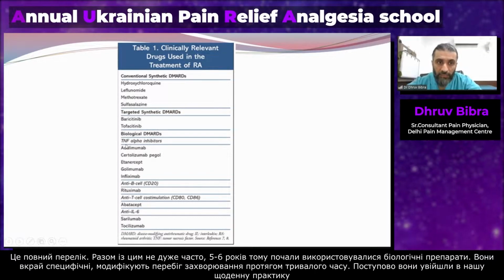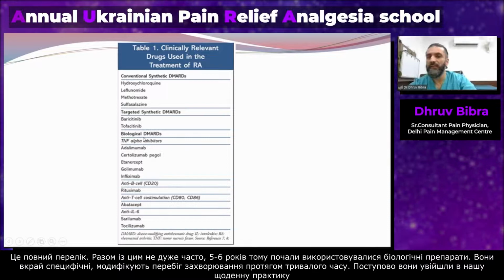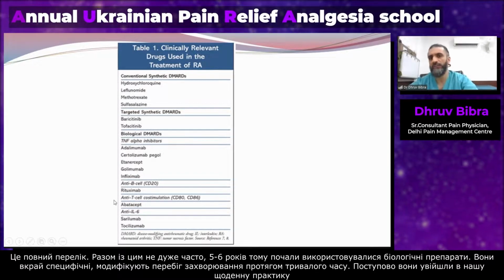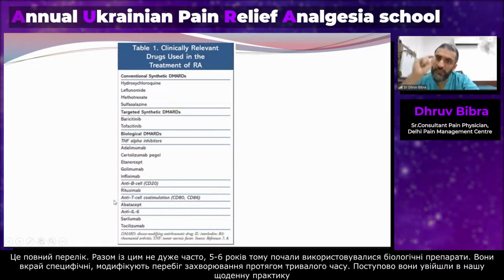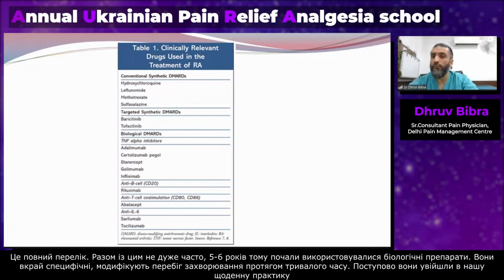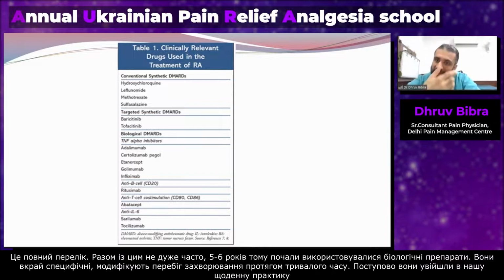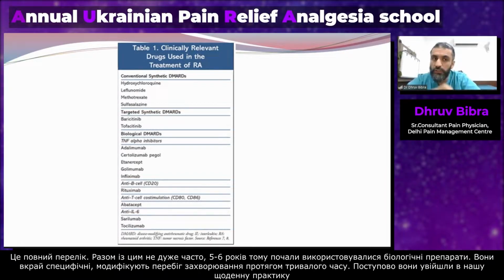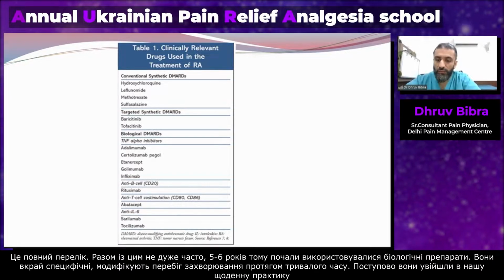Now, along with that, not very recently, but yes, in the past 5 to 6 years, there has been an influx of a lot of biologicals, which are more specific, which can bring down the immunity of the patient for a very long time. And gradually, we have started using them in our day-to-day practice. Now, this is also one thing which we can use.